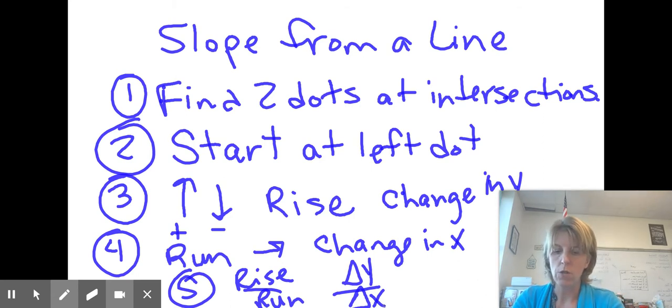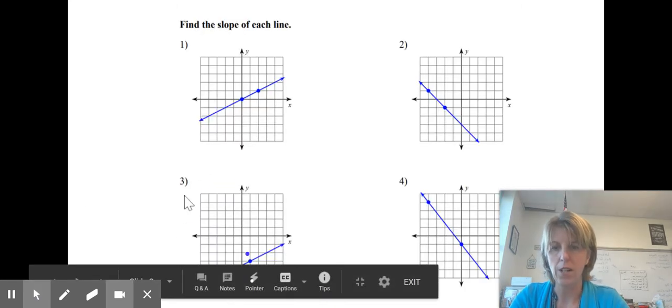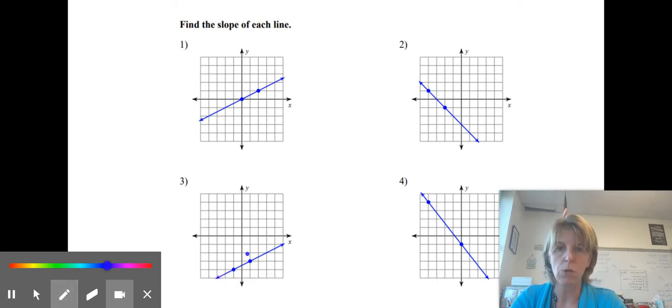So using those notes, let's try a couple of these. We'll go to the next slide. There we go. All right. So from here, we're going to find 2 dots at intersections, which we already have. They're already marked for us on here.